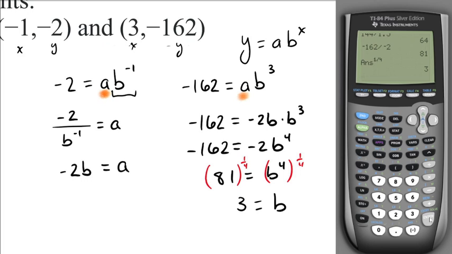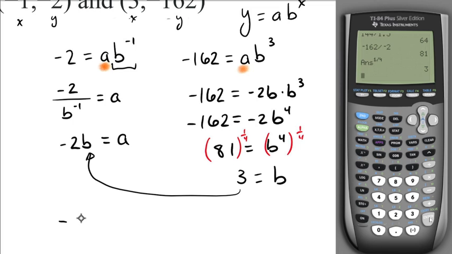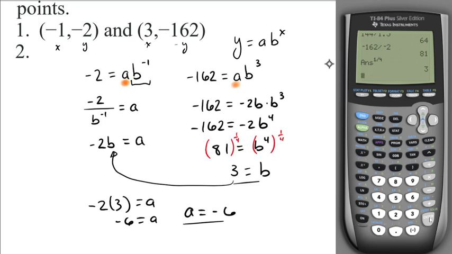And if I want to figure out what my 0th term is, I've got a nice way to do that. I'm just going to take this value of b and plug it into this equation. So I can get -2 times 3 is what a is. So -6 is a. So my 0th term is -6. And my multiplier is 3. So I know both parameters, so now I can write the equation. It should be y is equal to -6 times 3 raised to the x power.